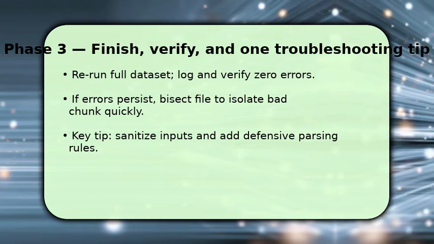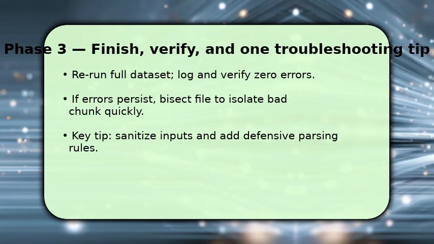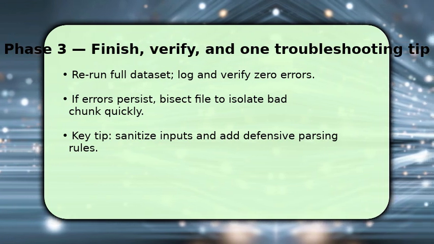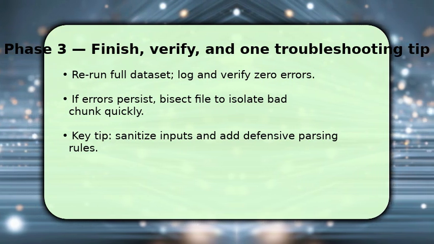As a final step, sanitize inputs automatically and add defensive parsing rules so small deviations won't break you again. If anything goes wrong, revert to the minimal failing sample and repeat the bisect process.